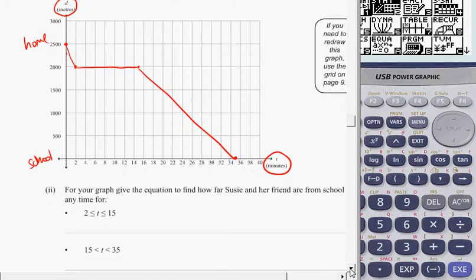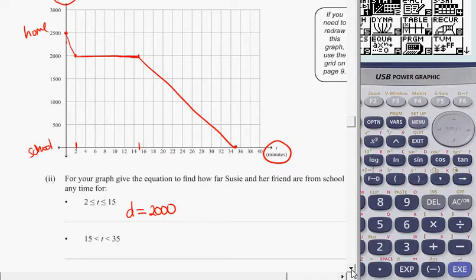Right, the next part asks for equations. First of all, we want the equation for any time between 2 and 15. The equation of that line, it's a horizontal line. The distance is always 2,000. Doesn't matter what value of t we choose, between 2 and 15, the distance is always 2,000.